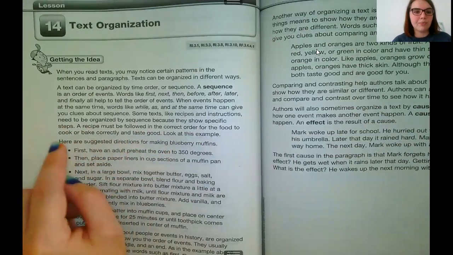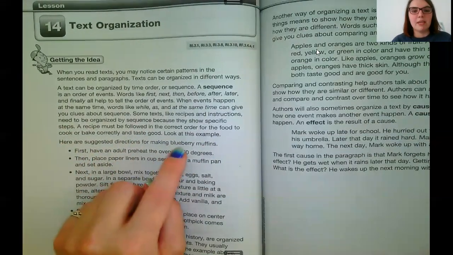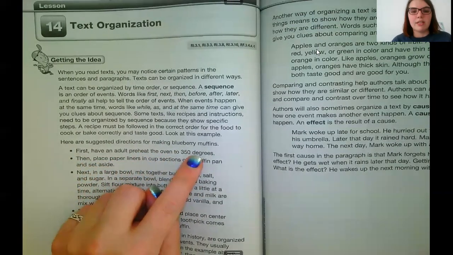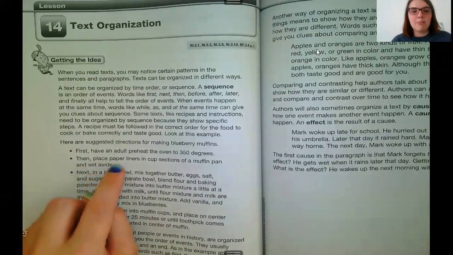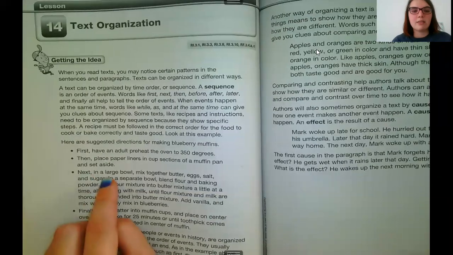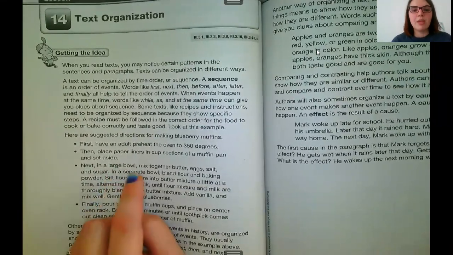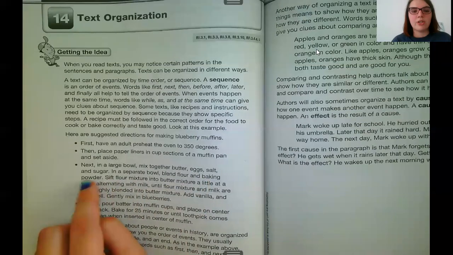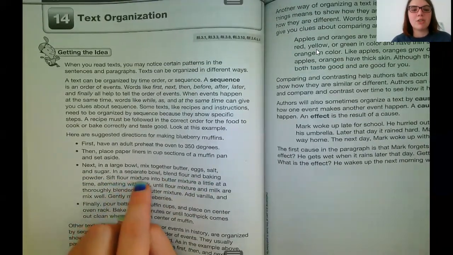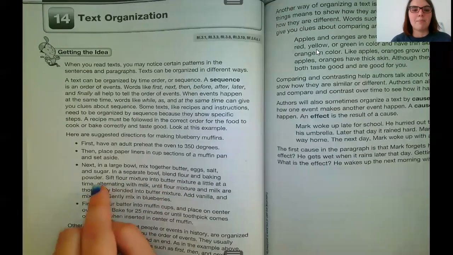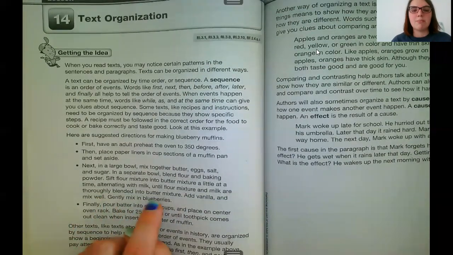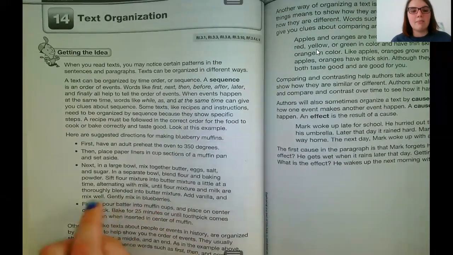Look at this example. Here are suggested directions for making blueberry muffins. First, have an adult preheat the oven to 350 degrees. Then, place paper liners in cup sections of the muffin pan and set aside. Next, in a large bowl, mix together butter, eggs, salt, and sugar. In a separate bowl, blend flour and baking powder. Sift flour mixture into butter mixture a little at a time, alternating with milk until flour mixture and milk are thoroughly blended into butter mixture. Add vanilla and mix well.